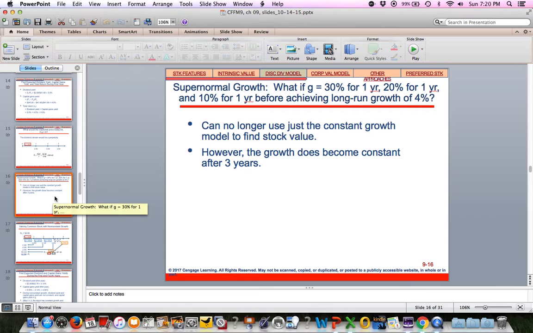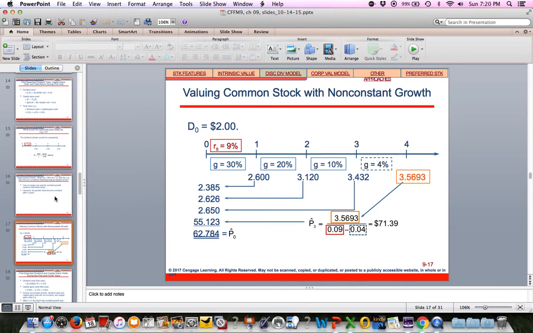Supernormal growth is a little bit different. What if the growth is 30% for year 1, 20% for 1 year, and 10% for 1 year before achieving a long run growth of 4%? We could not use the constant growth model. However, we could use it after the constant growth happens, after 3 years. So we could still use this model to a degree. The next slide just shows us what we need to do.